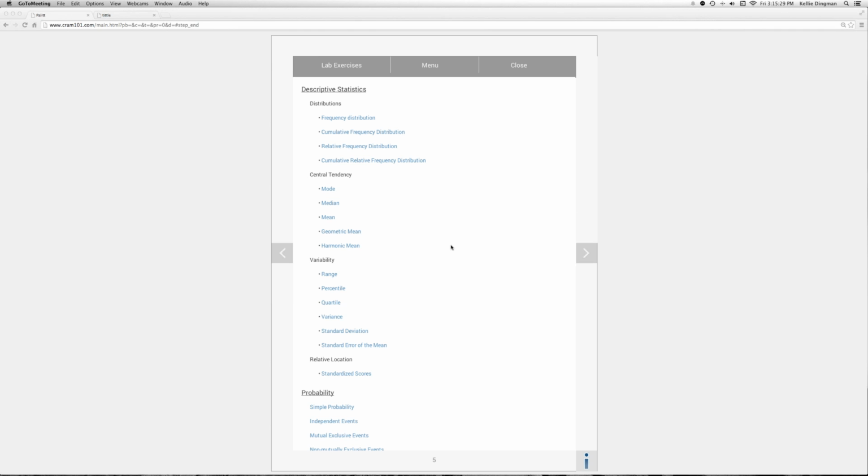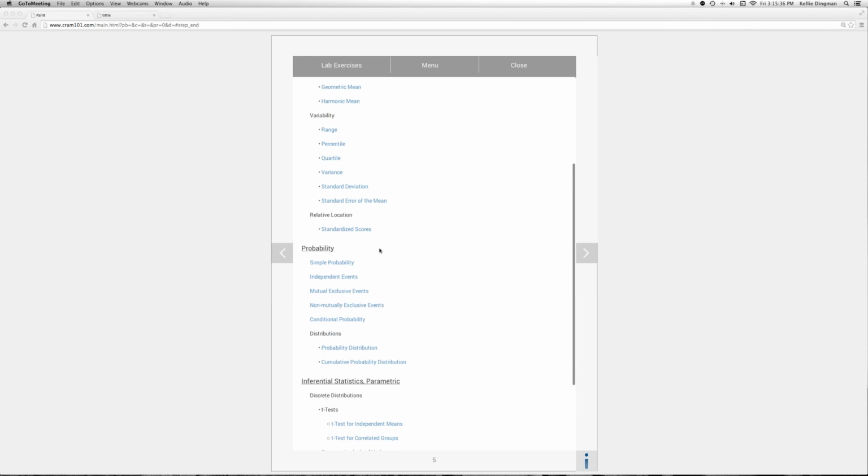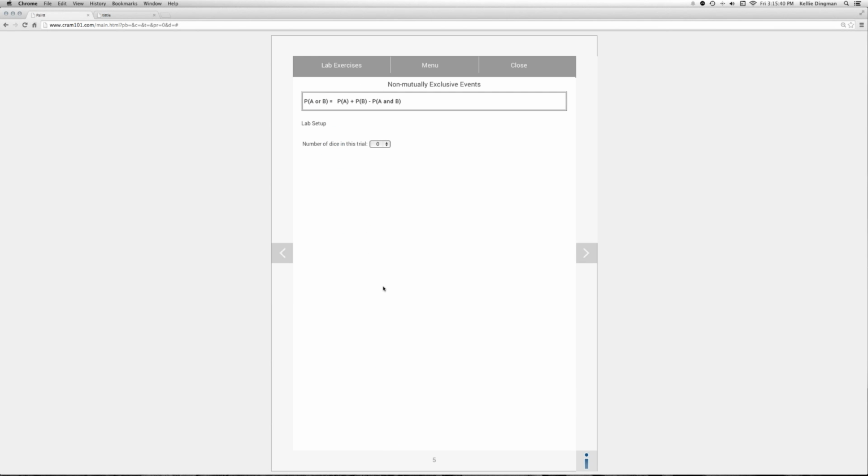So let's go to Cram. This is the stats lab menu on Cram 101. What we're looking for is probability, and then non-mutually exclusive events. Okay, so it starts out with a formula. The probability of A or B is equal to the probability of A plus the probability of B minus the probability of their intersection, A and B.